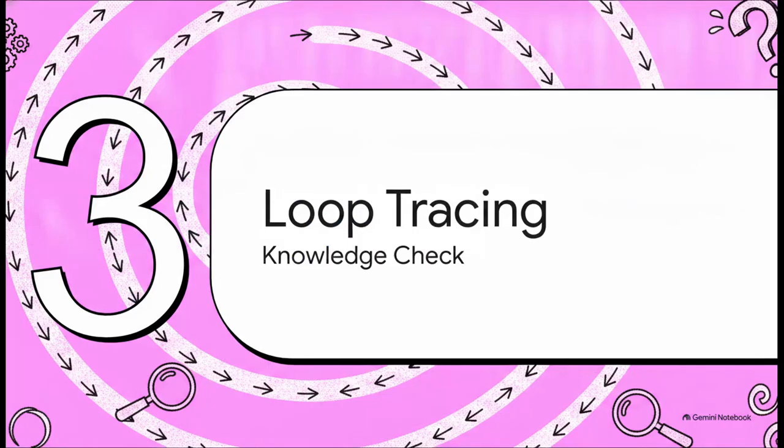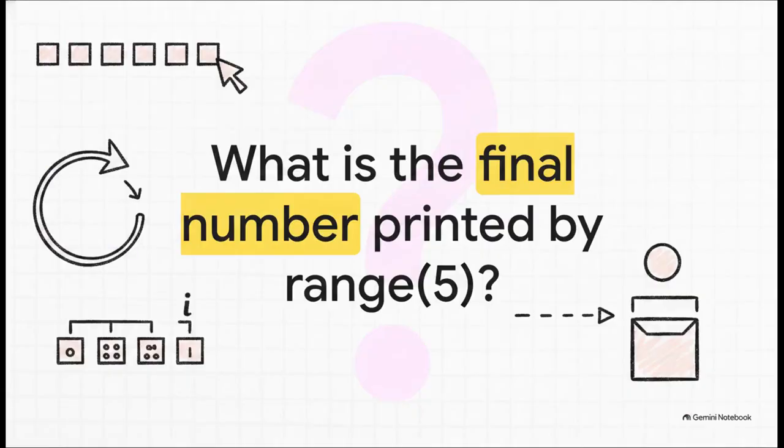Section 3. Knowledge check. Loop tracing. Okay, so here is your challenge for today. We have a for statement using the range function: for i in range(5): print(i). I want you to trace the variable i as the range function generates an arithmetic sequence. We know it starts at 0. But think about how the variable i is rebound on every single iteration of this loop as it goes up to, but not including, 5. So what is the final number printed to the screen?